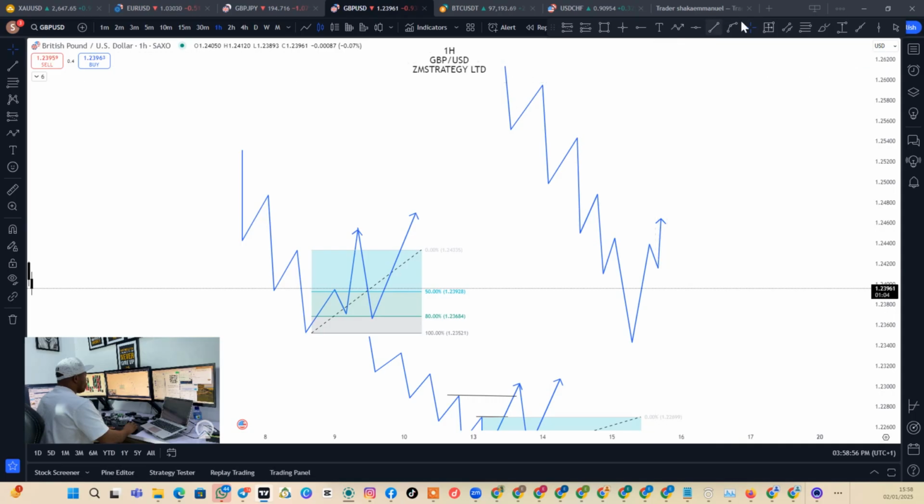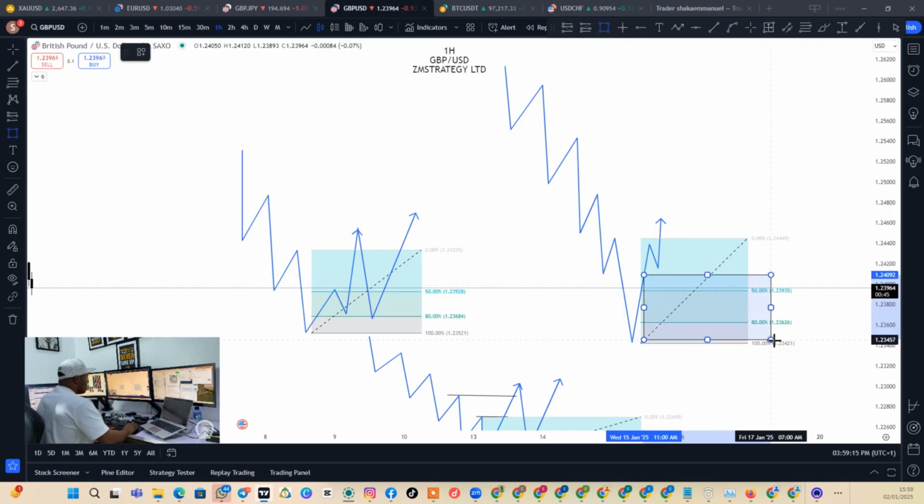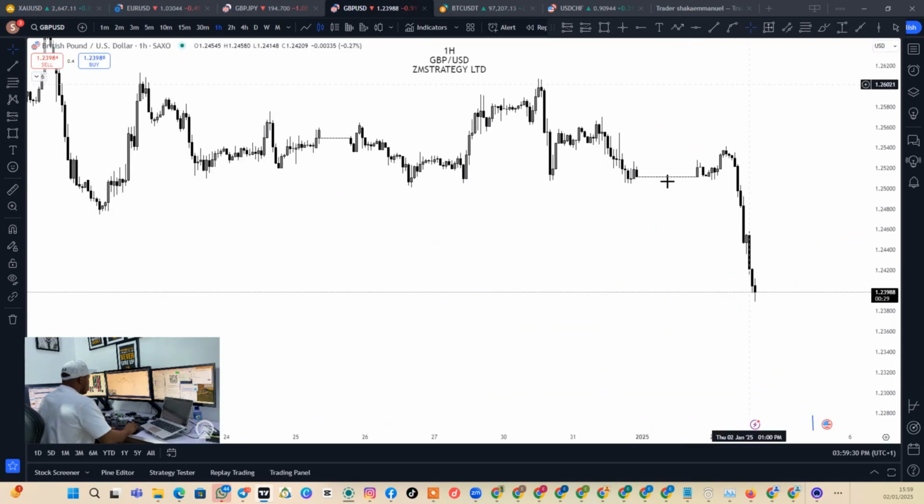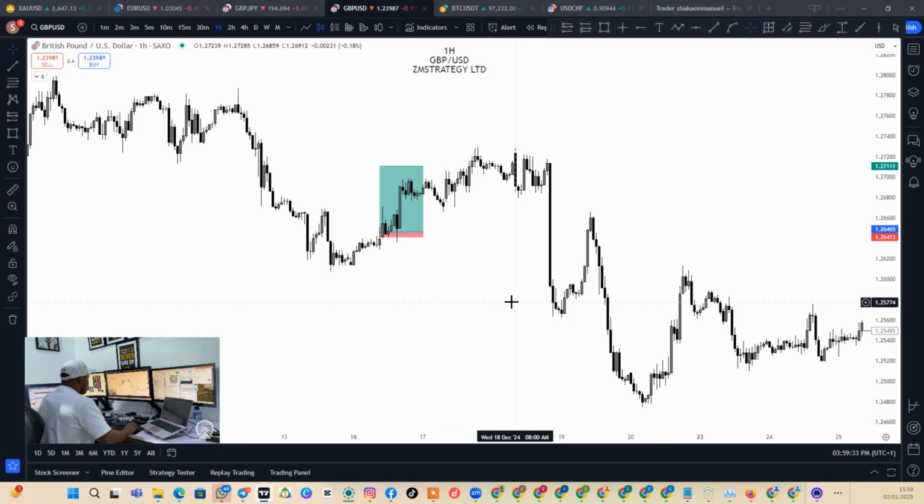Now, if you measure from here to here, you cannot call this your structural liquidity, because if you call this your structural liquidity, you are saying that you want to take a trade from this level, where the stop loss is just too big, and this is your 50% and this is your 80%. So you cannot actually call this your structural liquidity because it's too far from your discount level or your premium level.